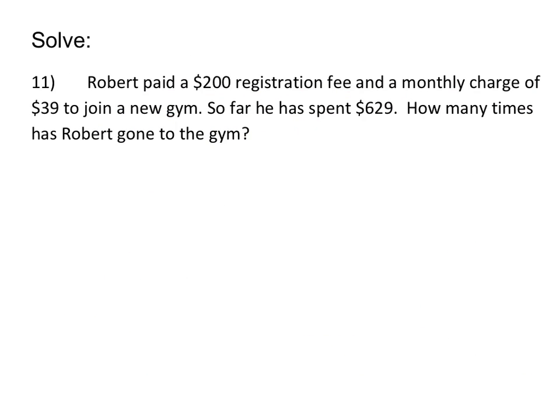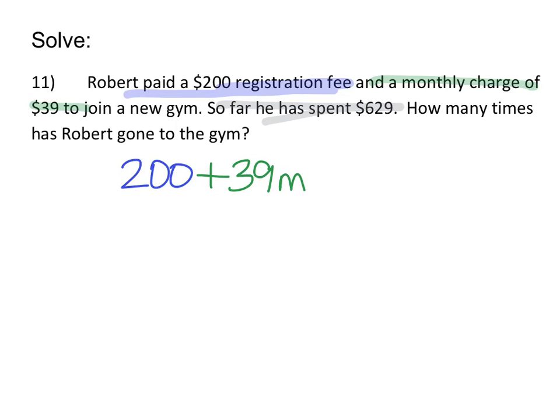So on this problem, we see that Robert has paid $200 as a registration fee. This is a one-time fee that he's going to have to pay. But it also says he has a monthly charge of $39. So this means every month he's going to have to pay an additional $39. It doesn't say how many months, so that's my variable. And then it tells us so far he has spent $629. This is equal to $629. And we want to see how many months Robert has been to the gym.